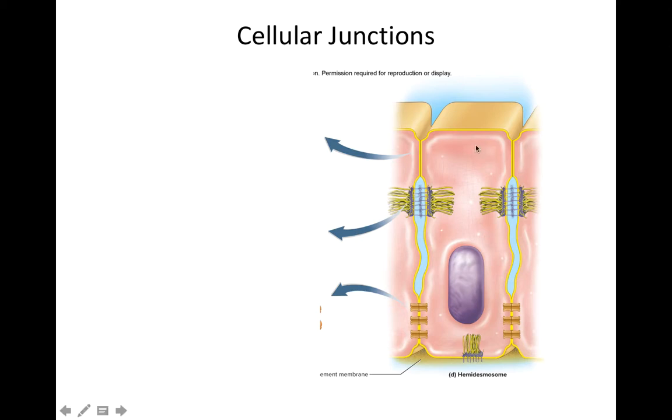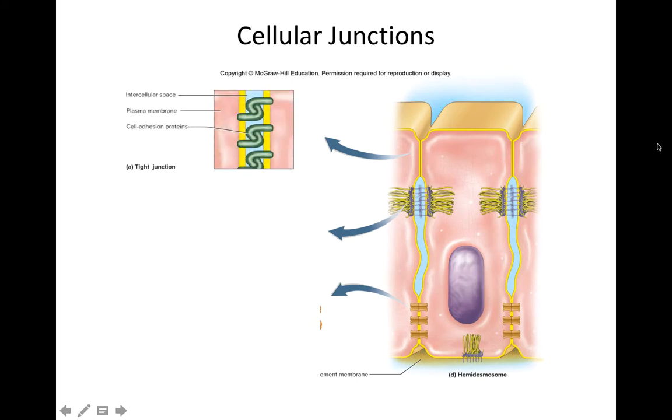So here we're obviously looking at epithelium. Here's our basement membrane. Here's our apical surface. And we're looking at a representative of what's called a tight junction, a desmosome, a gap junction, and then we also have a hemidesmosome down here as well. So we're going to start up here with tight junctions.